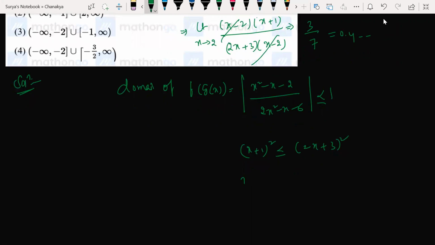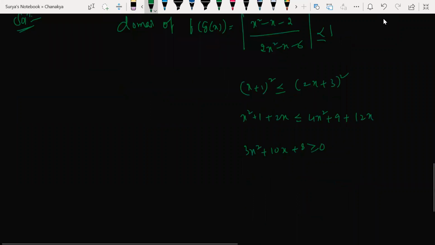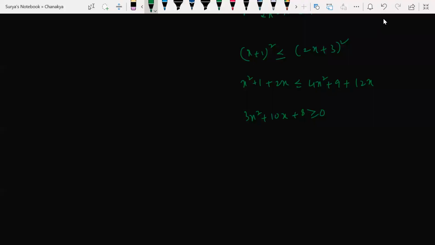Can I just solve this? A square plus b square plus 2ab. So a square plus b square plus 12x. So 3x square plus 10x plus 8 greater than or equal to 0. All right. So just factorize this. 3 fours, 84. 84 can be written as 6 into 4.